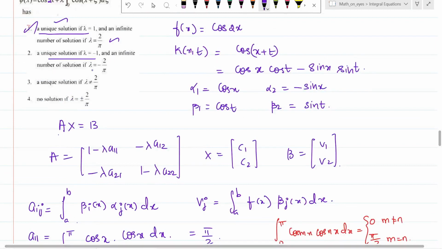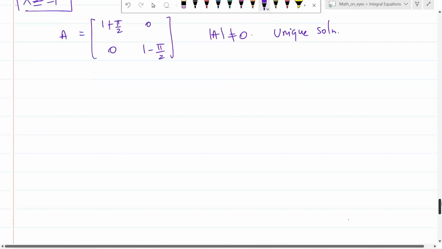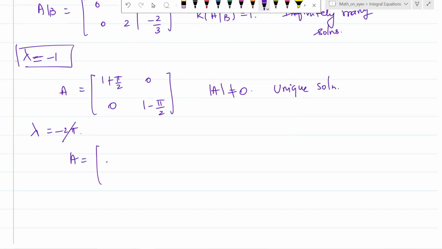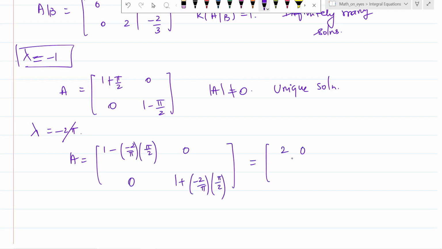What about the second half? An infinite number of solutions when lambda is equal to minus 2 by pi. When lambda is equal to minus 2 by pi, A is equal to 1 minus minus 2 by pi into pi by 2, 0, 0, 1 plus minus 2 by pi into pi by 2. So this is equal to 2, 0, 0, 0. So the determinant of A is equal to 0. The rank of A is equal to 1 here.